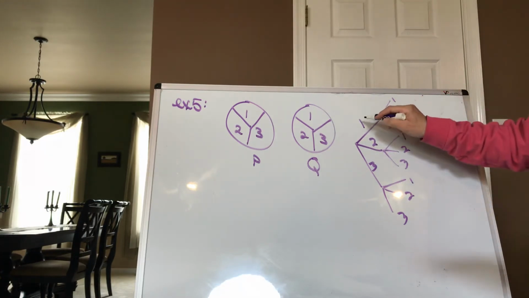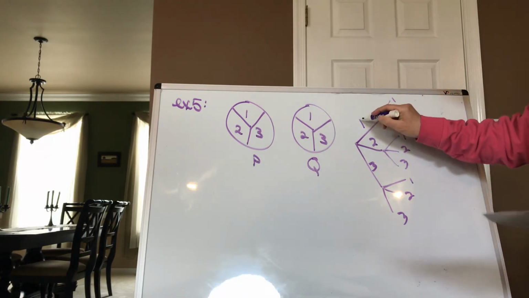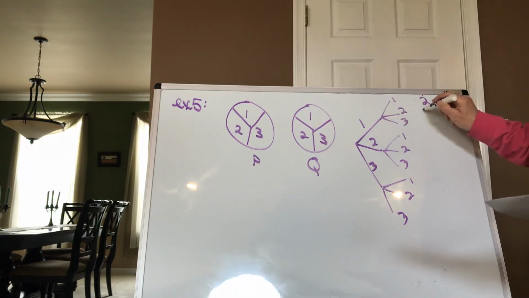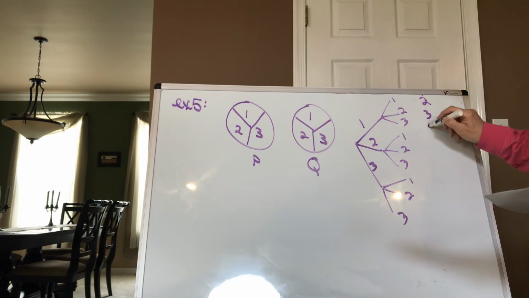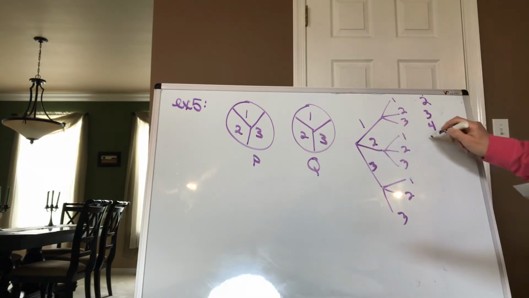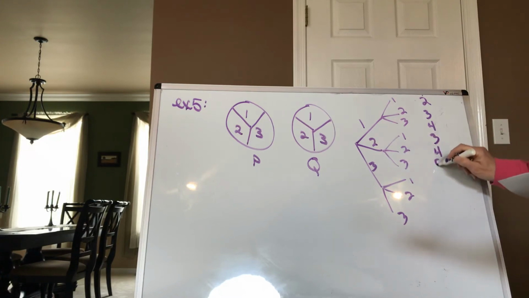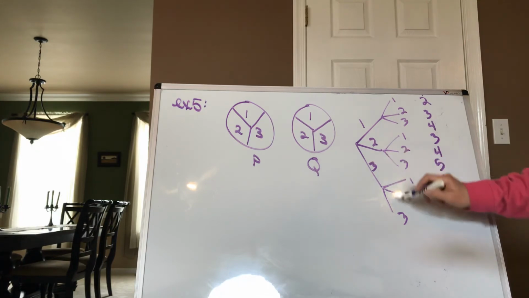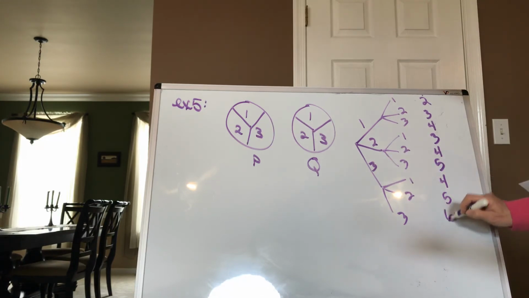Now, they want us to find the sum. So, sum means add. 1 plus 1 is 2. 1 plus 2 is 3. 1 plus 3 is 4. 2 plus 1 is 3. 2 plus 2 is 4. 2 plus 3 is 5. 3 plus 1 is 4. 3 plus 2 is 5. 3 plus 3 is 6. So here's all my outcomes, and there are 9 of them.